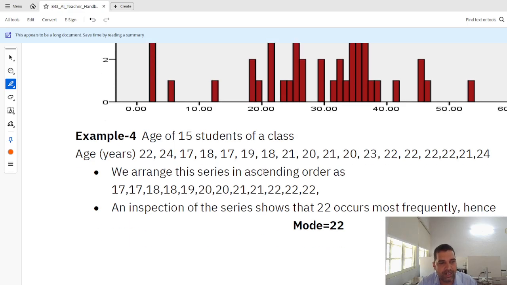The ages of 15 students of a class are given here: 22 years, 24, 17, 18. We arrange this series in ascending order: 17, 17, 19, 21, 22. On inspection, we see that 22 occurs more frequently, 3 times. Here you can see 1, 2, 3. So that is called the mode.